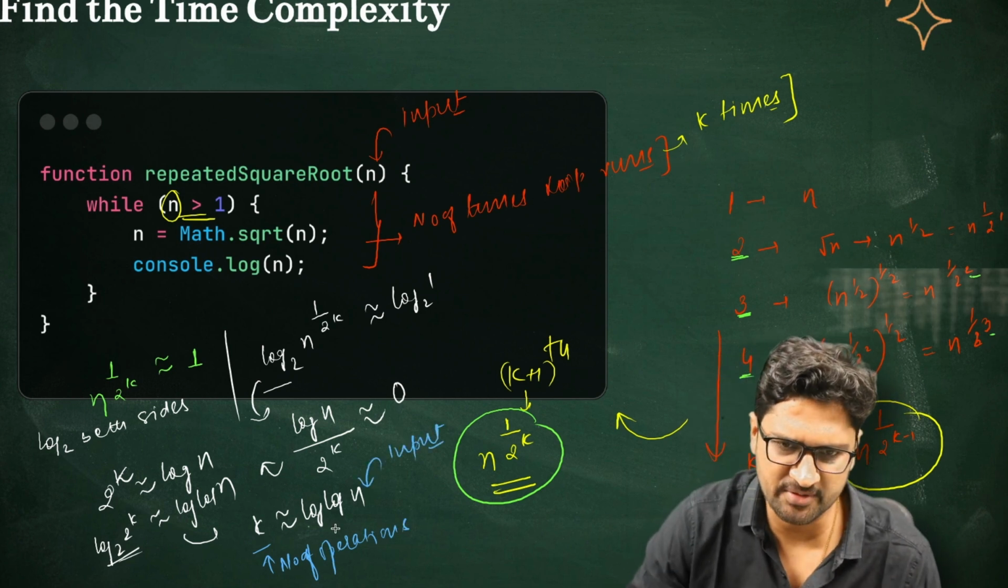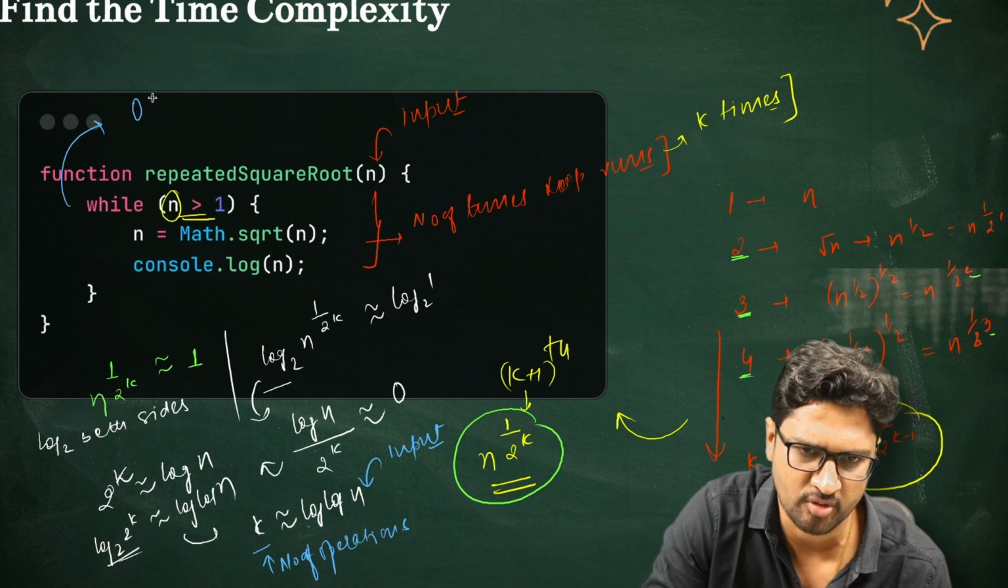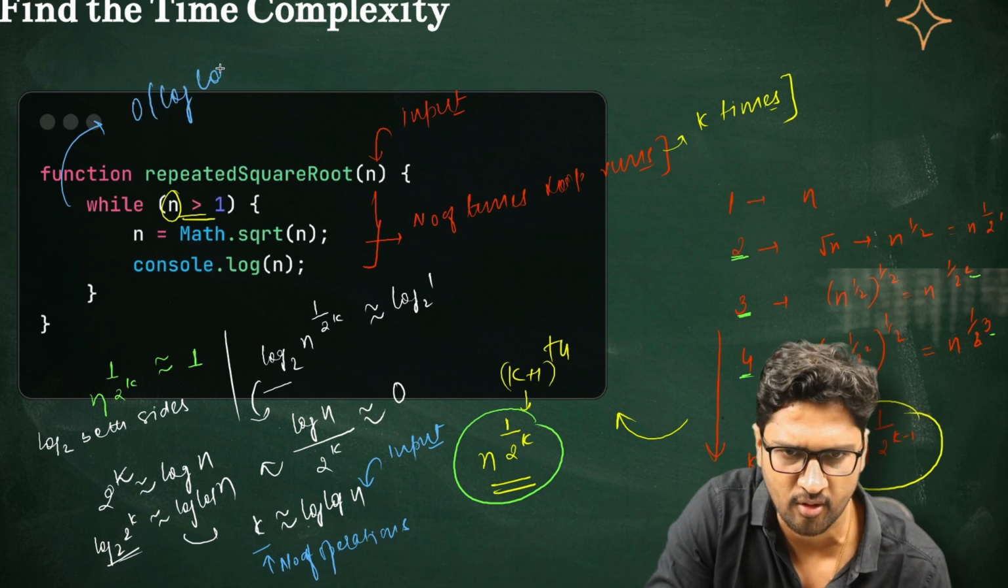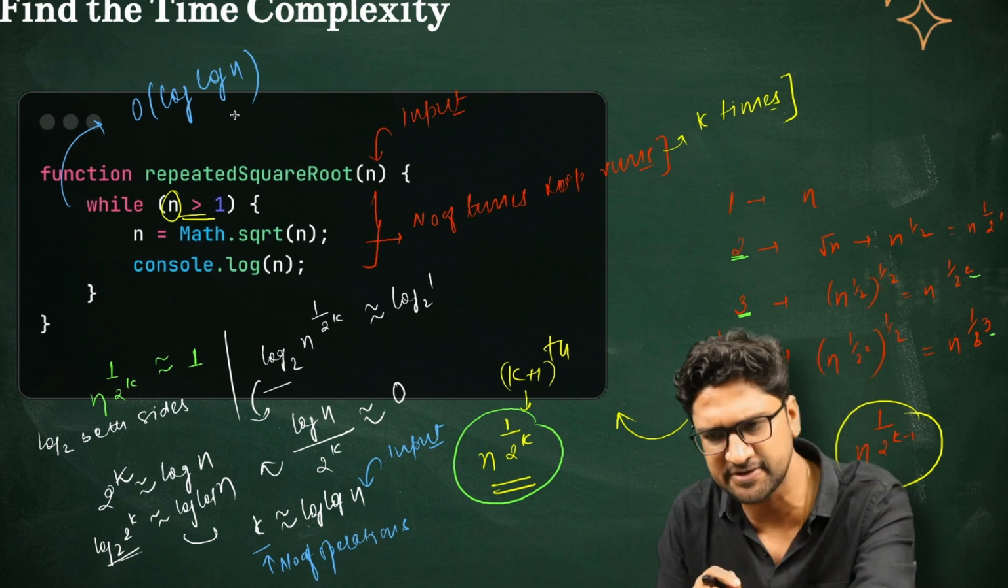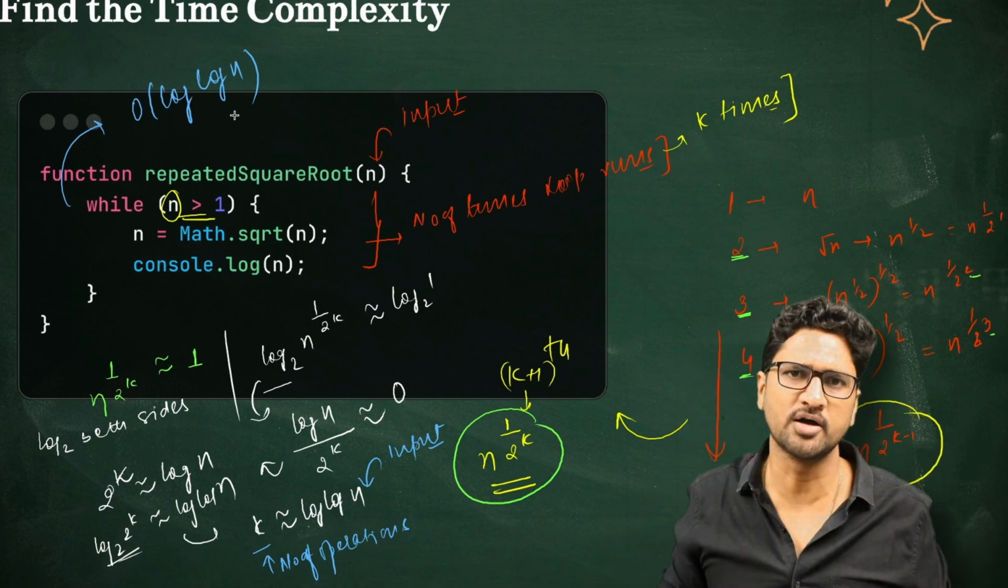So the time complexity becomes what? The time complexity of this function equals order of log n. I'm again telling you, if you have not understood it well, everything is written here. Please pause the video here.